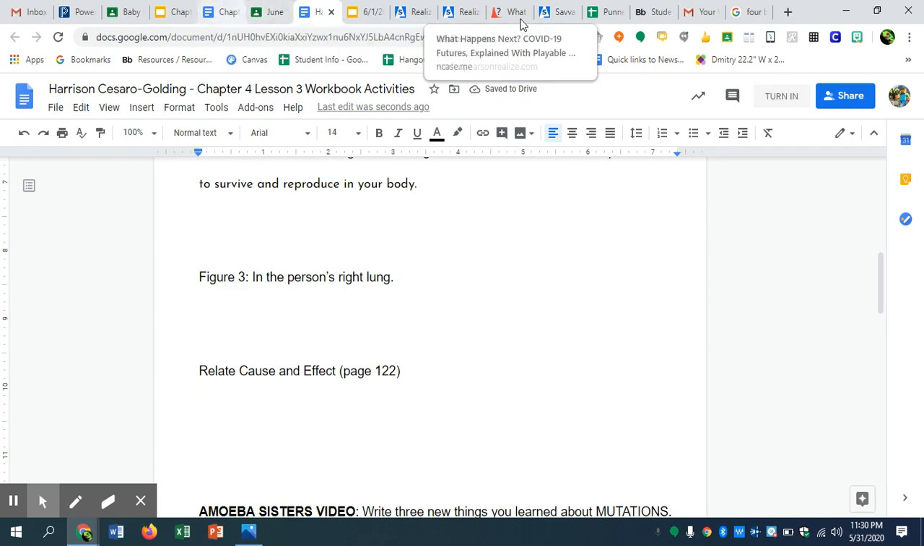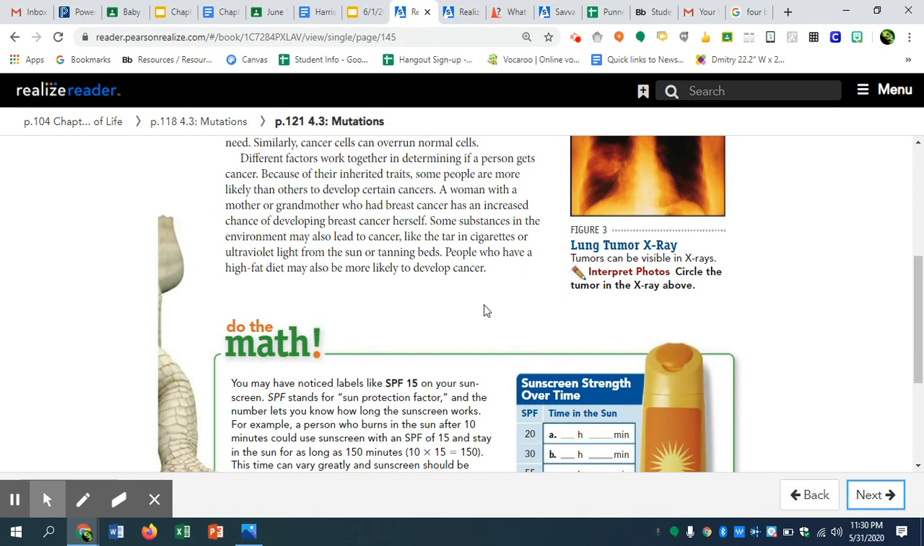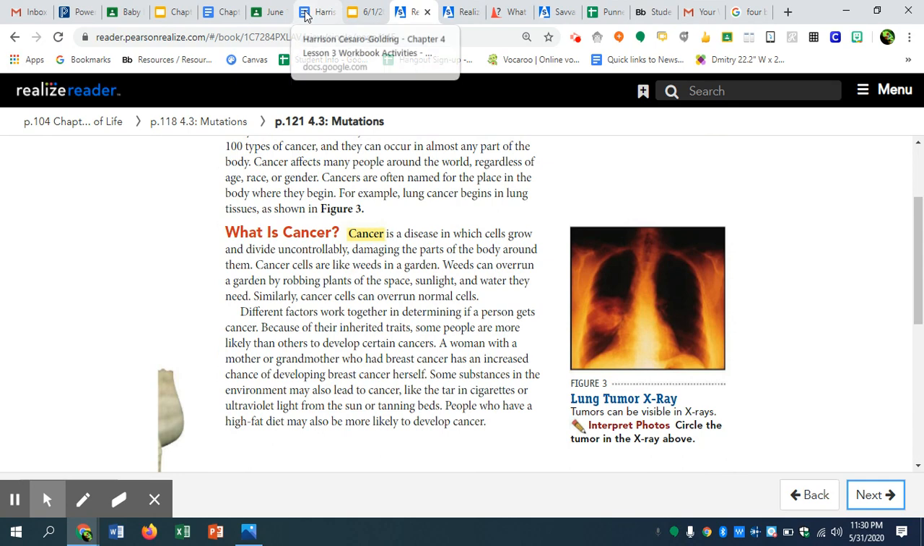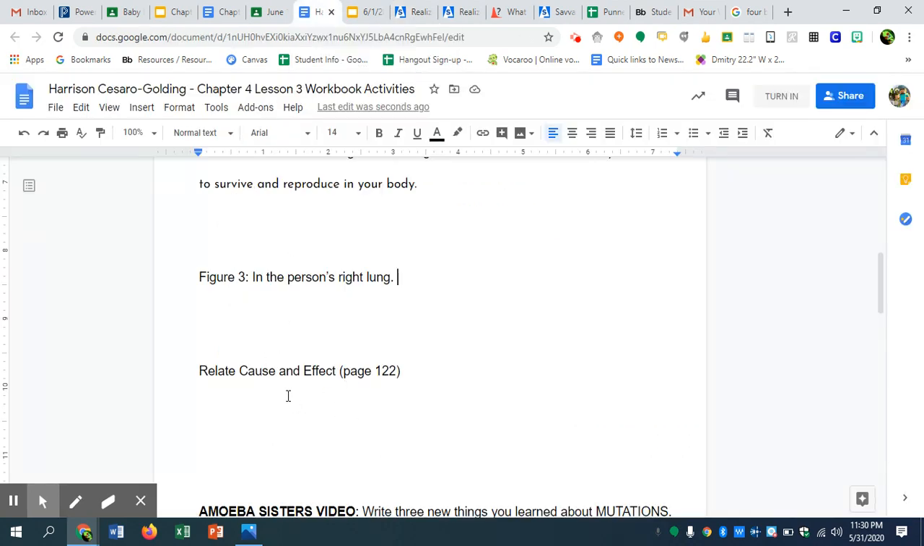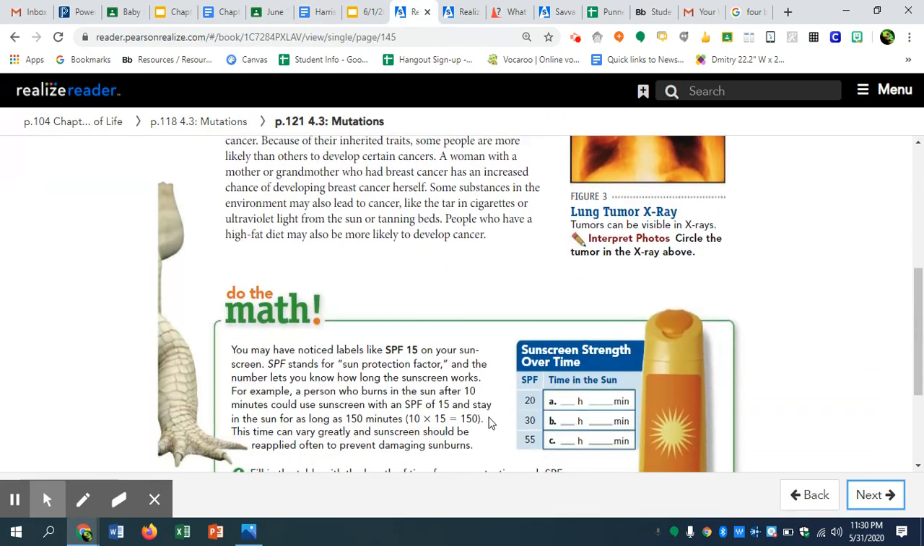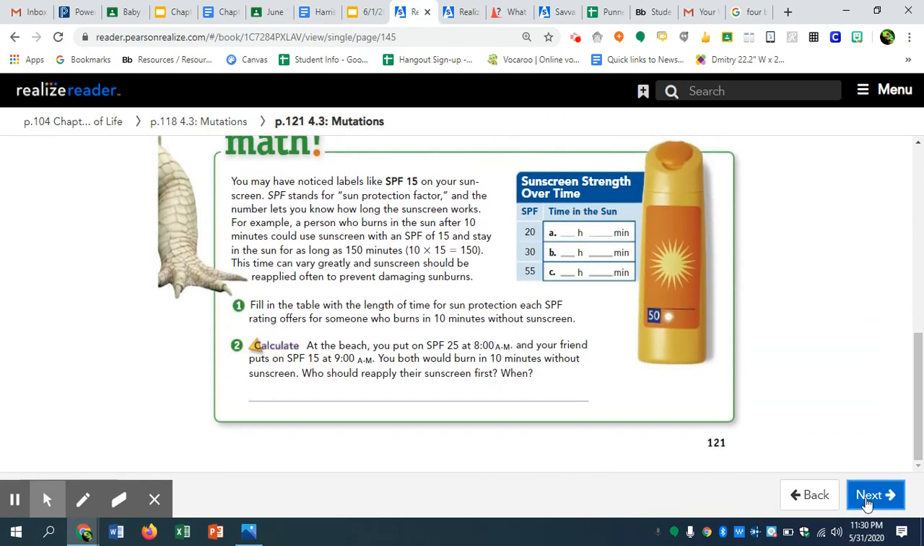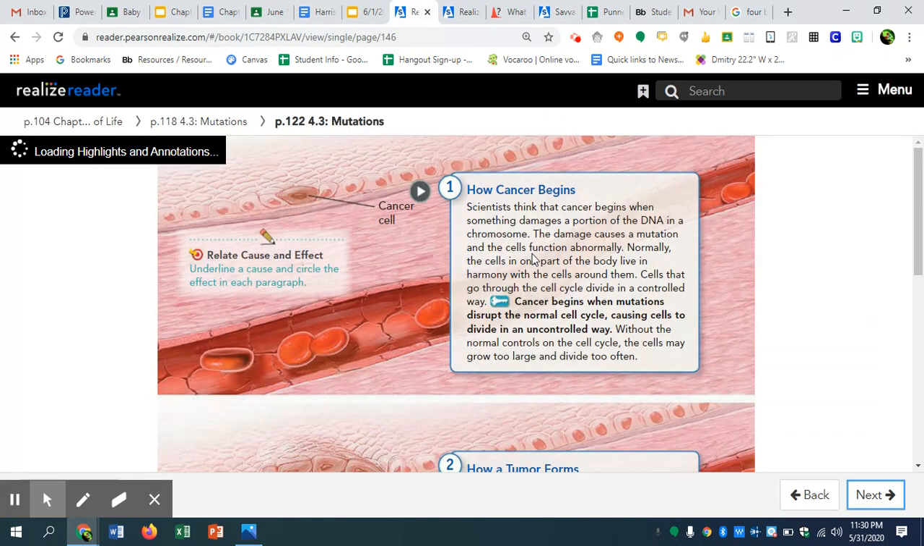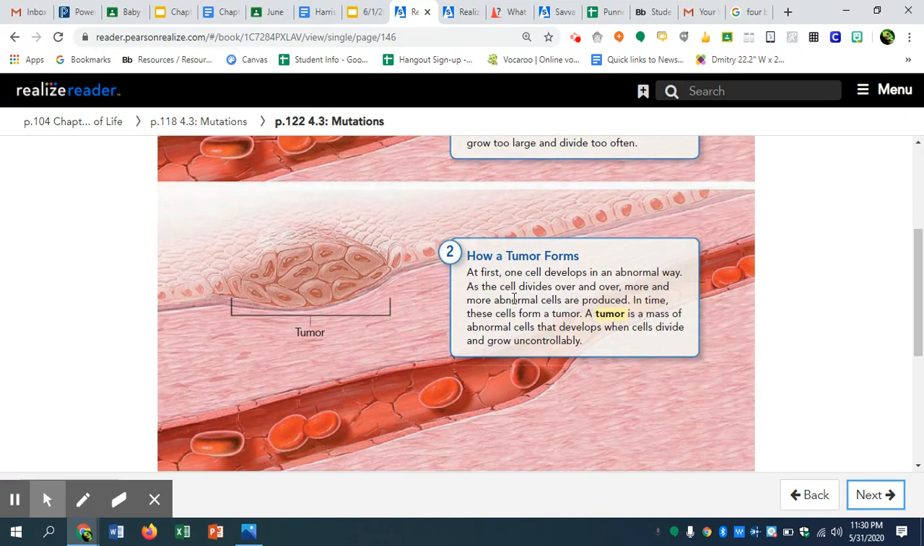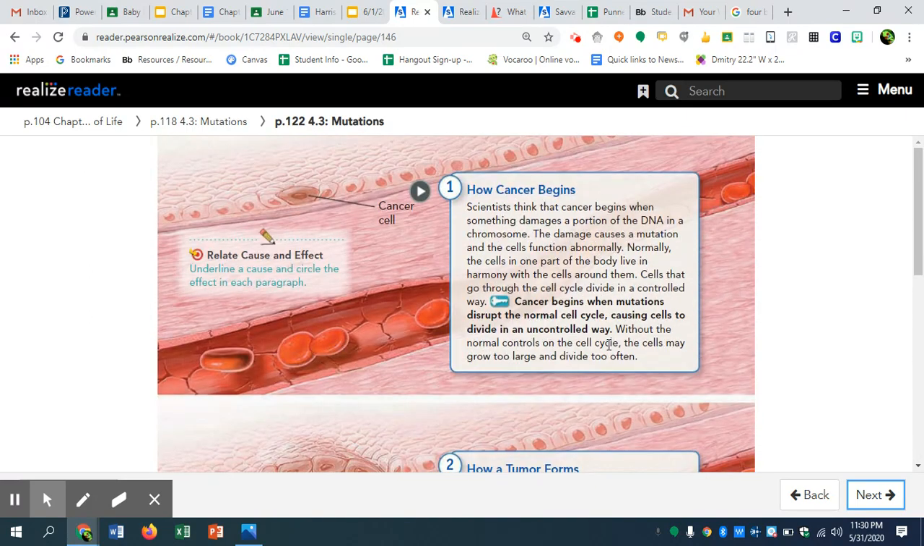Okay. So the next part is relate cause and effect. It's on page 122. Okay, next page. Here we go. So here's another cancer. It says this is just how cancer happens. It says underline the cause and circle the effect in each paragraph. Okay. So cause and effect.